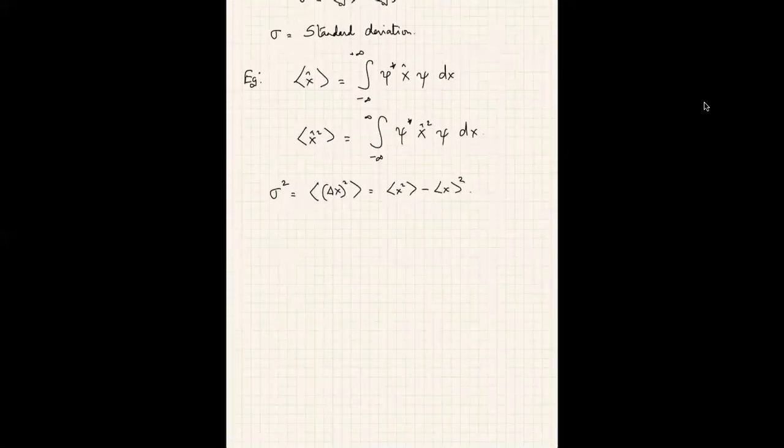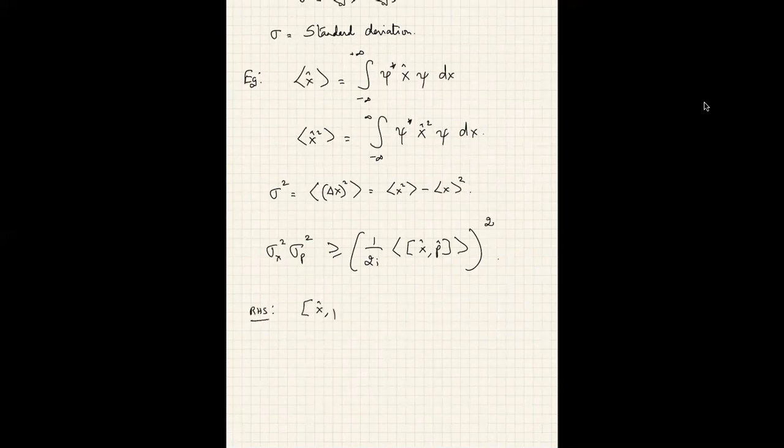So how does this apply to say the x and p operators? The statement says sigma x squared times sigma p squared is greater than or equal to the square of 1 over 2i times the average value of the commutator of x and p. Okay, so let's evaluate the right hand side.